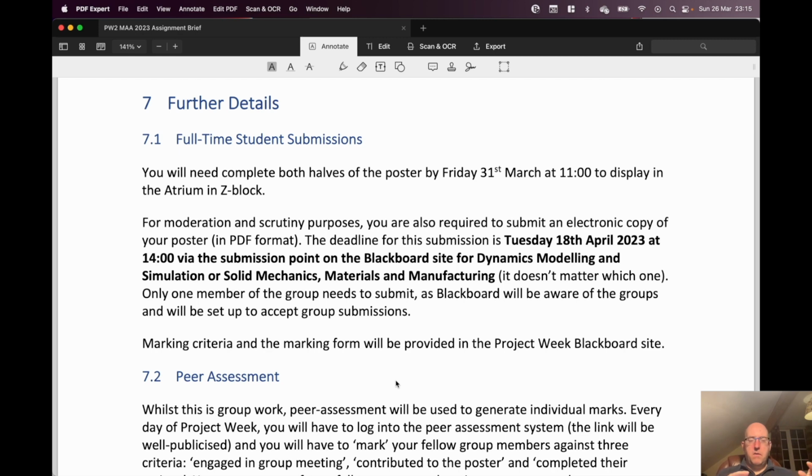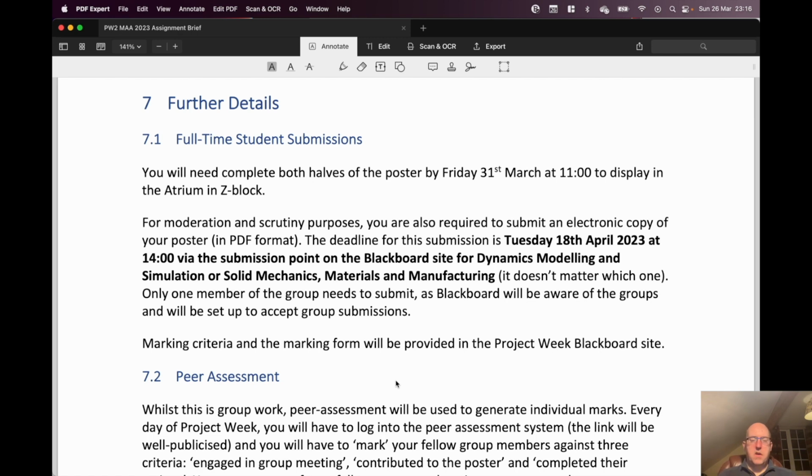Now, for moderation and scrutiny purposes, obviously this is an assessment activity that needs to go through moderation and scrutiny. We need an electronic copy of that poster, and so in PDF format. So once you've made your poster, if you save it as a PDF, there's a deadline after the Easter break to upload that poster at the submission point on the Blackboard site for DMS, Dynamics Modelling Simulation, or Solid Mechanics Materials and Manufacturing. I don't mind which one you do. We'll obviously collect them from both areas, and there'll be a submission point on those websites by that deadline of the 18th of April.